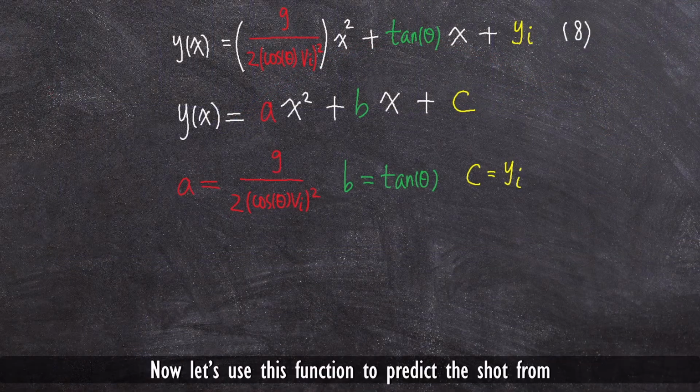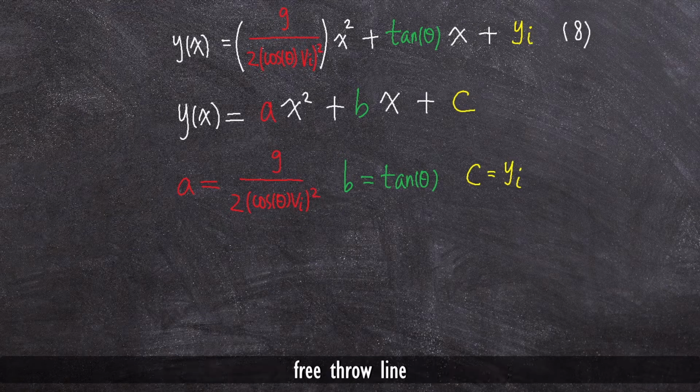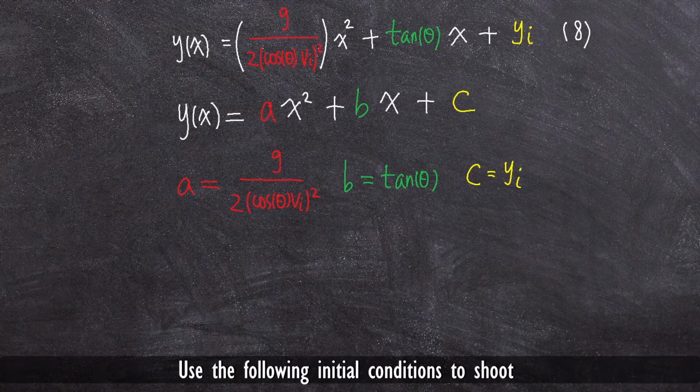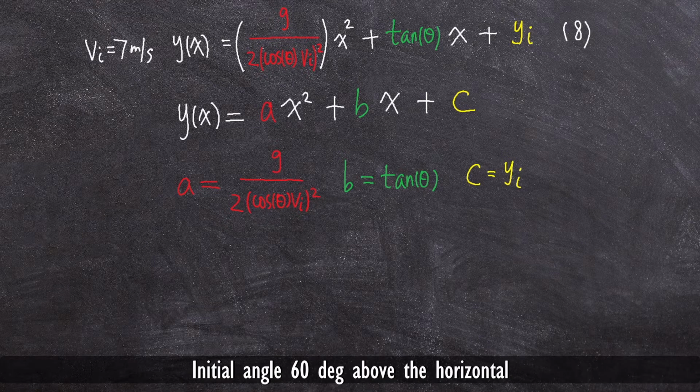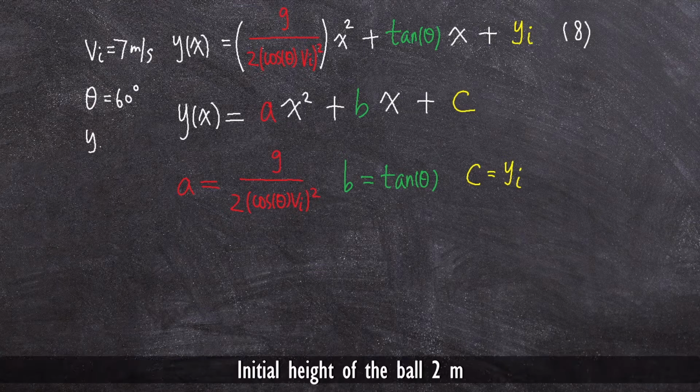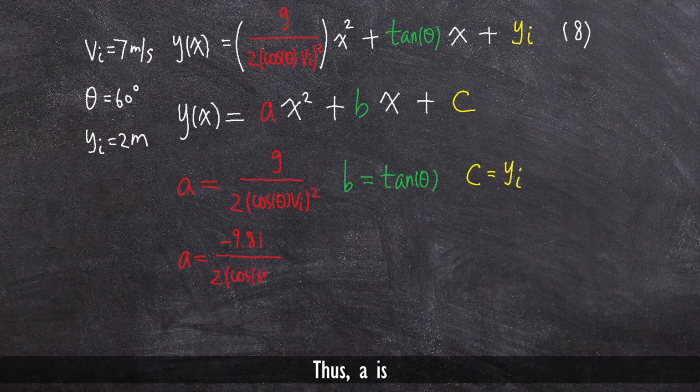Now let's use this function to predict the shot from the free throw line. Use the following initial conditions to shoot. Initial velocity, 7 meters per second. Initial angle, 60 degrees above the horizontal. Initial height of the ball, 2 meters. Thus, a is, b is, and c is.